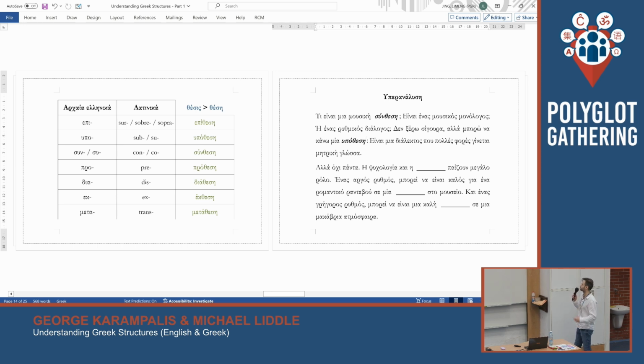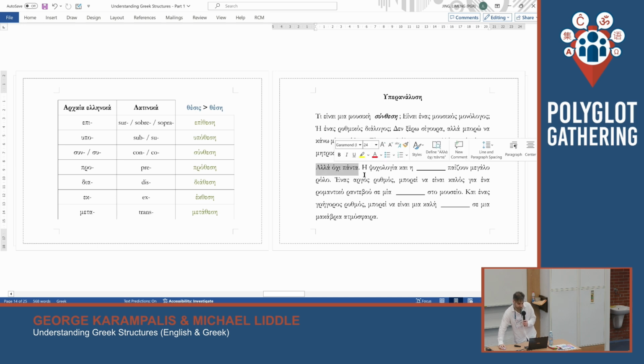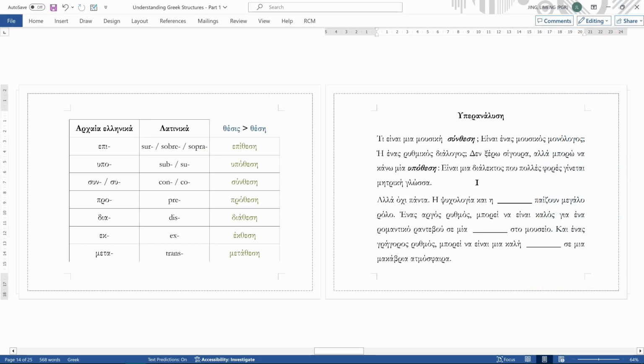I'm going to translate the first paragraph so that we are on the same page. So, what is a musical composition? Is it a musical monologue or a rhythmic dialogue? I don't know for sure, but I can make a supposition. I can make an assumption. It is a dialect which oftentimes becomes mother tongue. Αλλά όχι πάντα, but not always. Η ψυχολογία και η διάθεση παίζουν μεγάλο ρόλο.